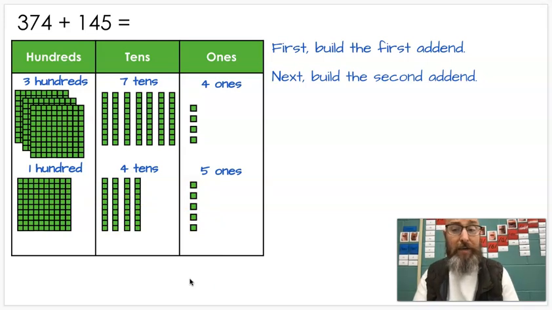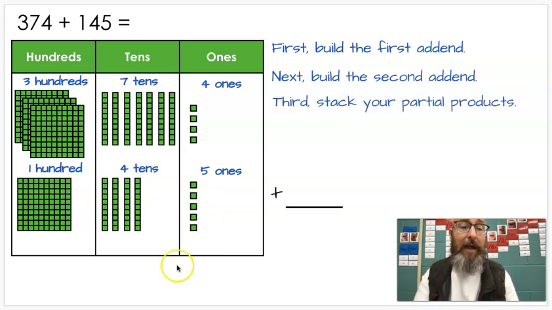Now I go to partial products again. And so I'm going to add my hundreds first. 1, 2, 300 plus one more is 400. So I'm going to put 400. I'm going to look at my tens. I have 7, 8, 9, 10, 11 tens. So that would be 10, 20, 30, 40, 50, 60, 70, 80, 90, 100, 110. So I'm going to write 110.